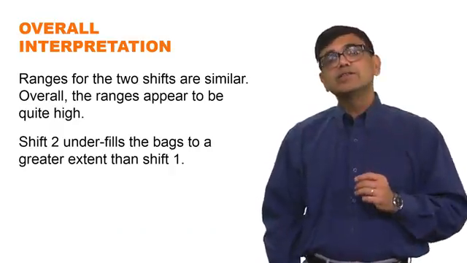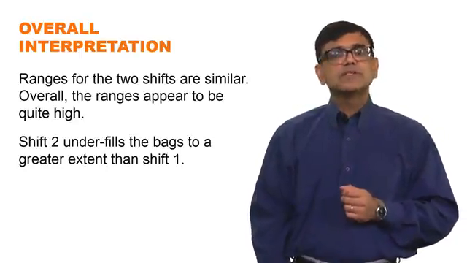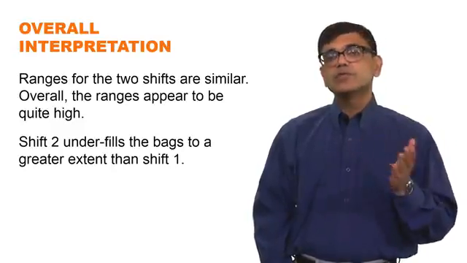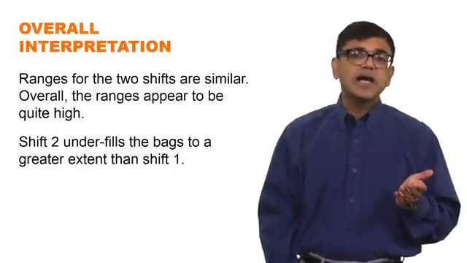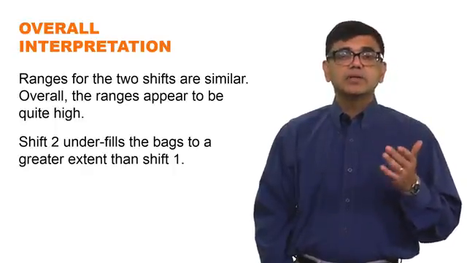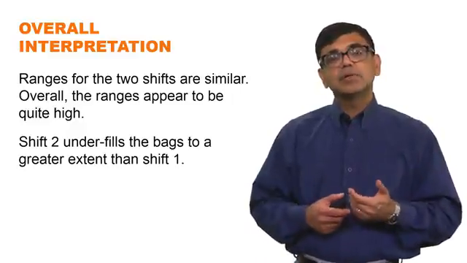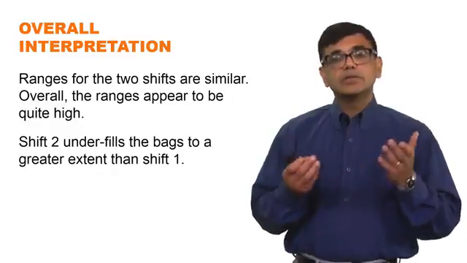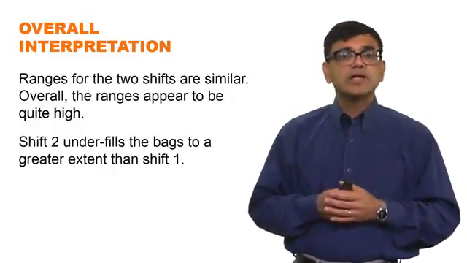So overall, the interpretation that we can get from this, and we've interpreted each of those shifts as we went along, but overall we can say that the ranges for the two shifts are similar, but they appear to be quite high. When you think about how much variation you're expecting from taking a sample of 10 bags, they appear to be quite high because you're getting an upper control limit of around 67, and that's quite high.